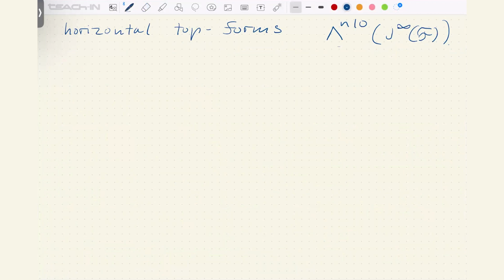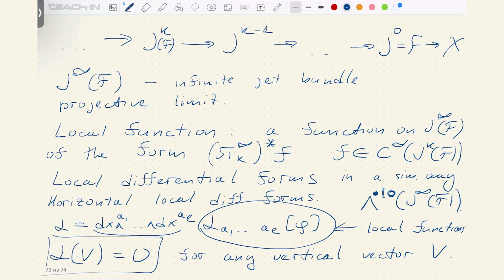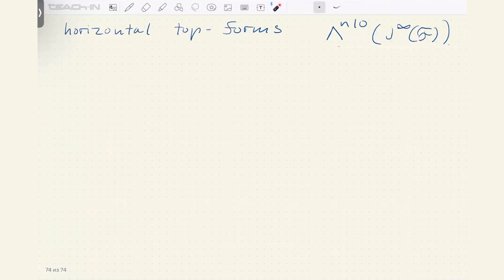Moment, we need one more ingredient, sorry. So these are horizontal top forms. So these are the guys which have a number of the axes which equals the dimension of our space-time manifold. Okay, then we need one more ingredient, and then we rephrase our local functionals.